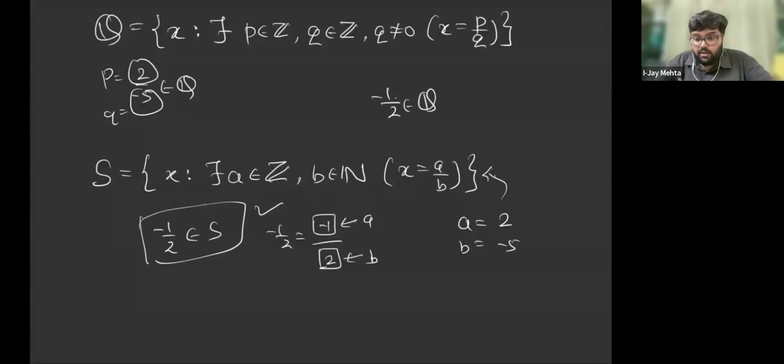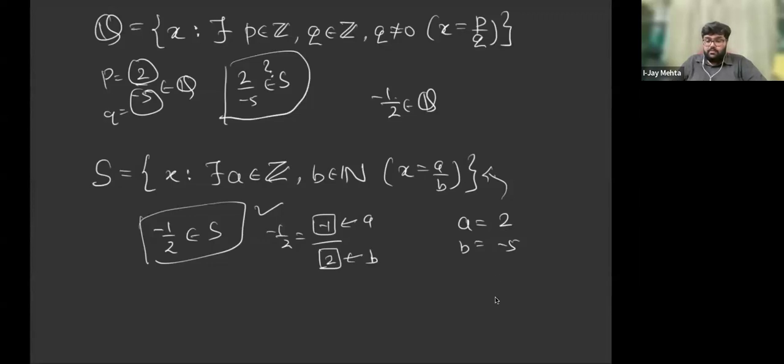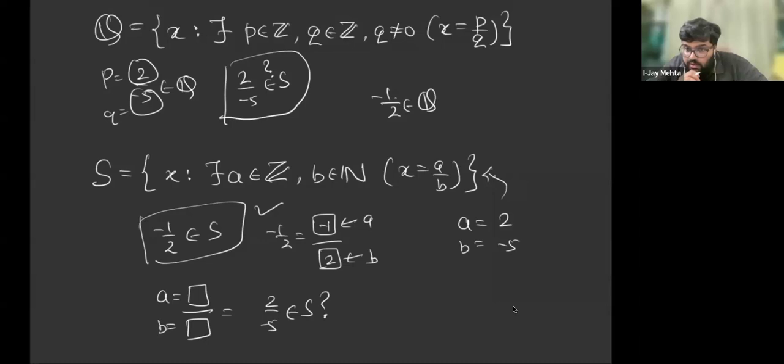Okay, thank you. Now my question is, what about 2 upon -5? Is it in S? Can you give me A and can you give me B? I have this 2 upon -5 in S. Is it possible or not possible? That is my question. Can I show it is in S or not? Shivam just changed the answer.